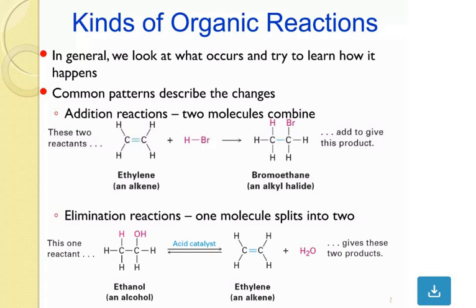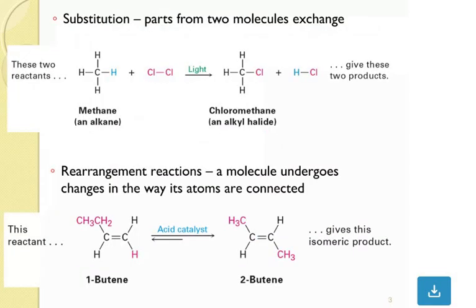So common patterns describe the change, like addition reactions: two molecules combine, forming a single product. Elimination reaction, when a molecule is split into two. You can see ethanol gives ethylene and water. Now substitution, parts from two molecules exchange. You can see methane gave chloromethane.